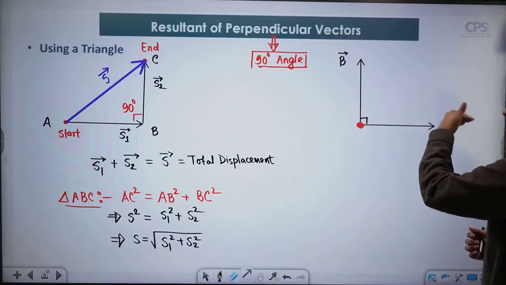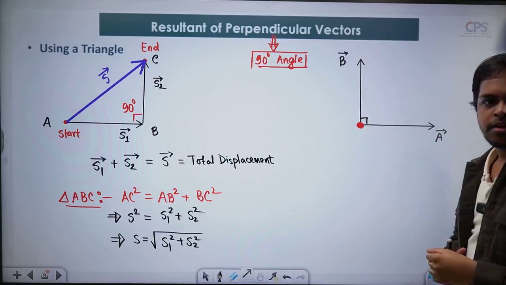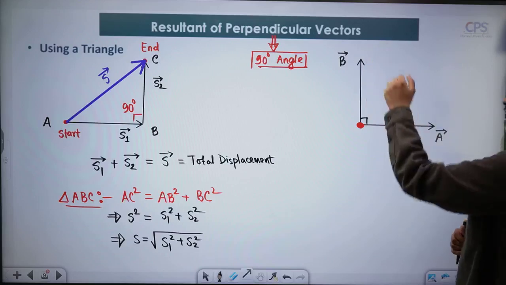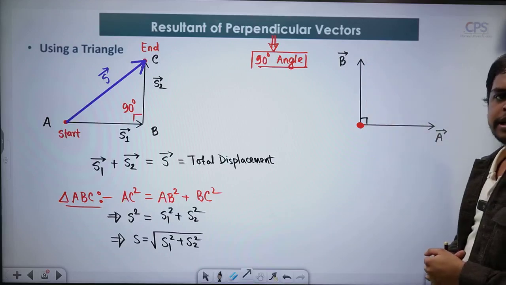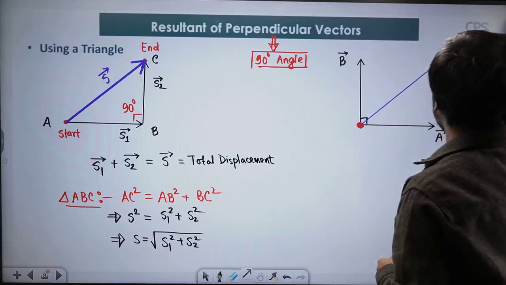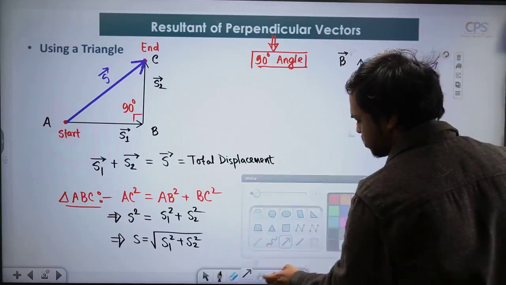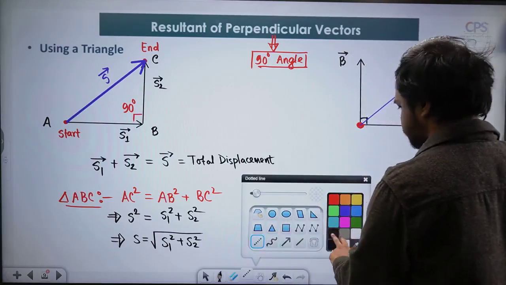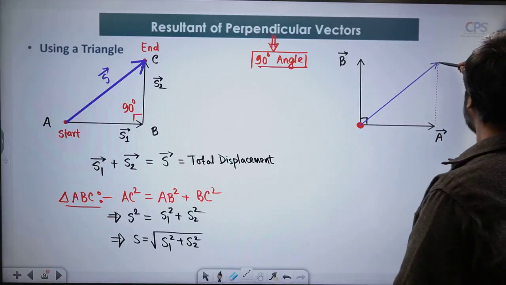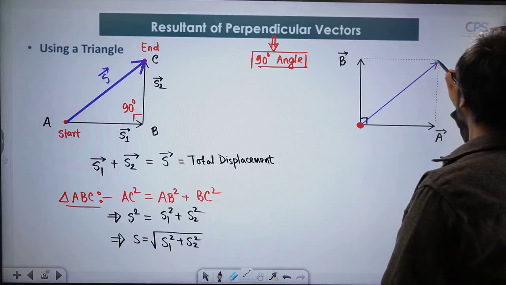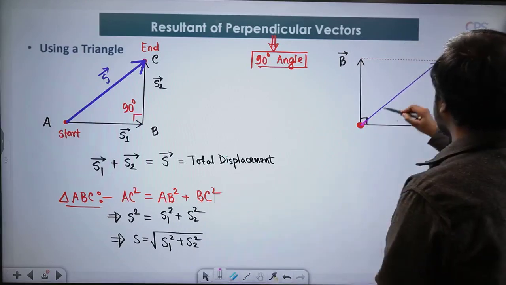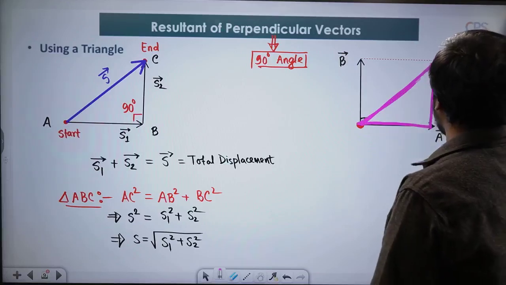So, just think about it. Someone pulls you from this side, someone pulls you from that side. Where will you go? Which side? You can't go either this side or this side, not any of them. Where you will go is somewhere between these two. And believe it or not, you will get a triangle here. Okay? This triangle, see this one.